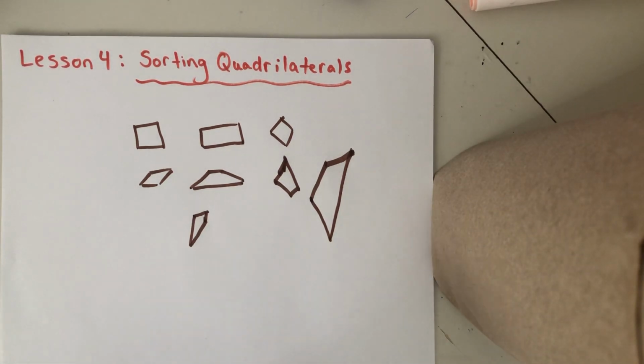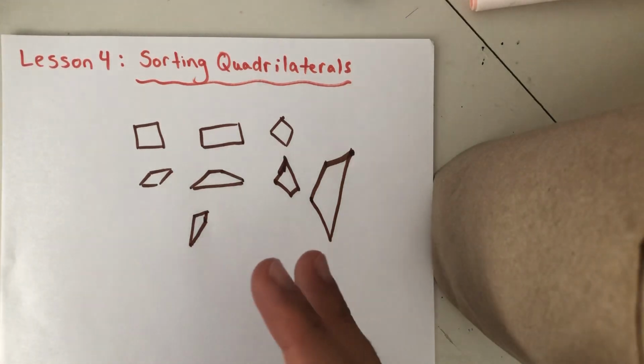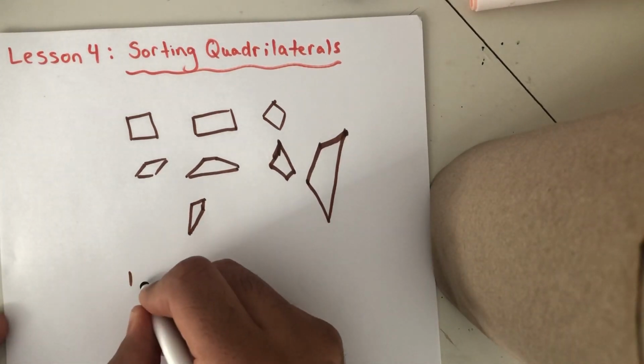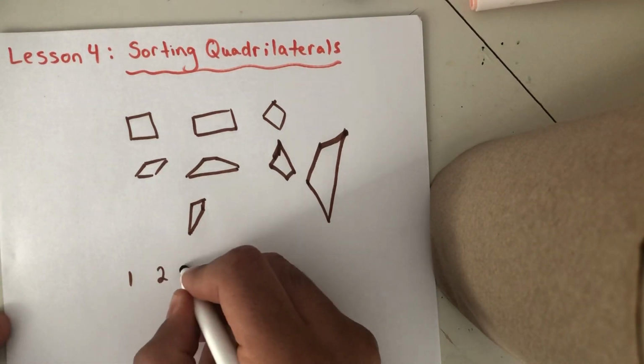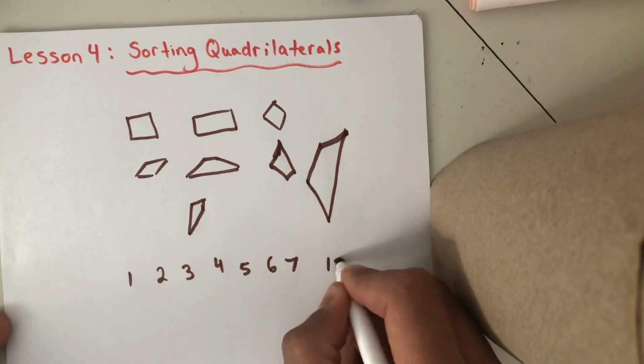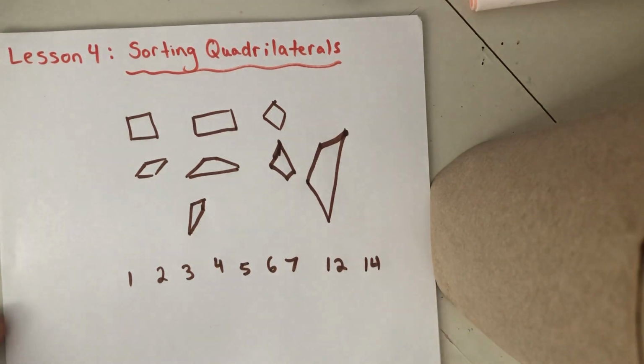Now with this lesson, I need to review with you something called a Venn diagram. It's something you've done before, but just a little review because with sorting quadrilaterals, we're going to be using the Venn diagram a lot in sorting them out. So I'm just going to start by giving you some numbers: 1, 2, 3, 4, 5, 6, 7, 12, and 14. And I will use these numbers to sort them in a Venn diagram.